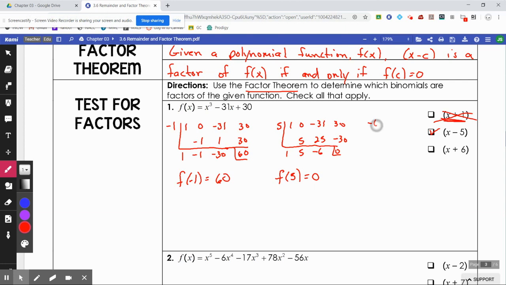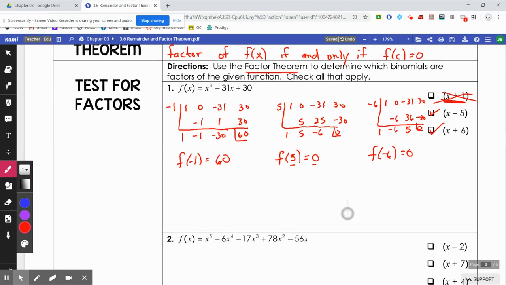Now let's try -6. Let's see if x plus 6 is a factor. 1, 0, -31, and 30. Bring it down, -6, combine. That gives me 36. 36 and -31 is 5, -30 and 0. So f of -6 is 0. And again, the factor theorem says that x minus c is a factor if and only if f of c is equal to 0. So therefore, x plus 6 would also be a factor.